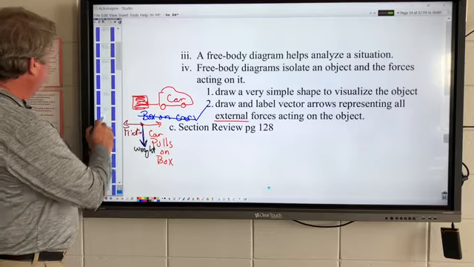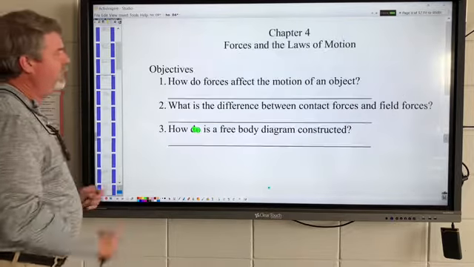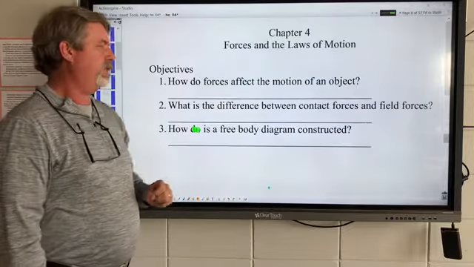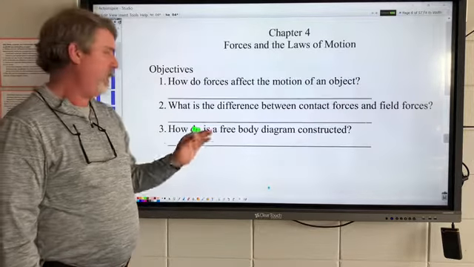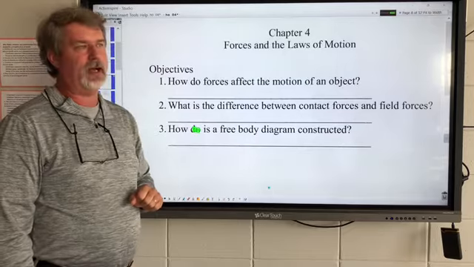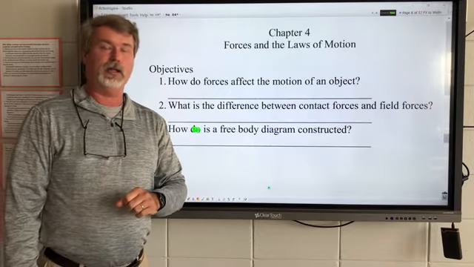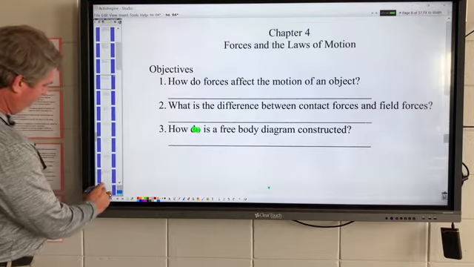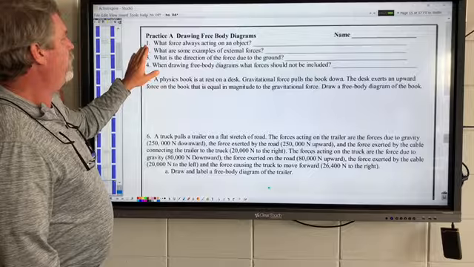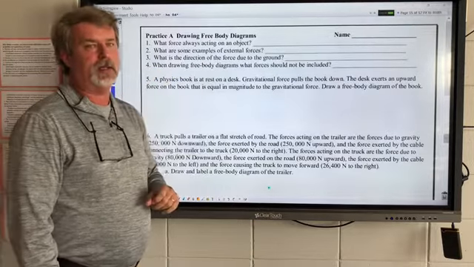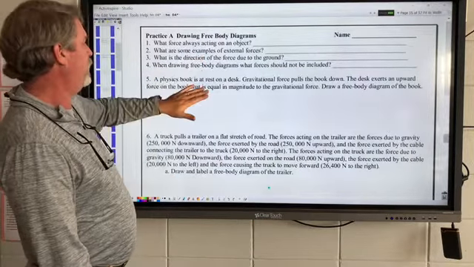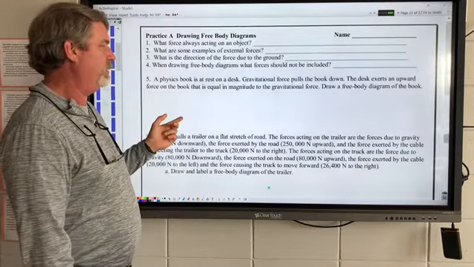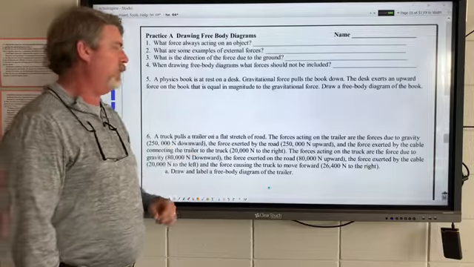So if we go back up to answer our questions: how do forces affect the motion of an object? We saw that. What's the difference between contact and field forces? And then finally, how do you draw a free body diagram? You can go back and look at the notes and answer those questions. Let's take a minute to look at an example question. Practice problem A, you'll see in your assignment. You can work on those. I'm going to move down here to number 5. Let's draw our first free body diagram from this information. Then I'll allow you to work the rest of it.